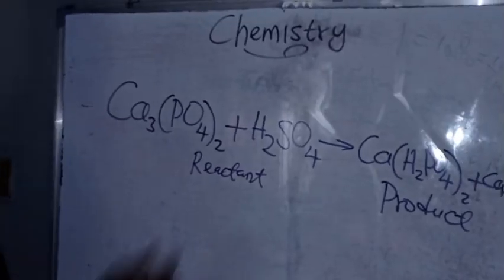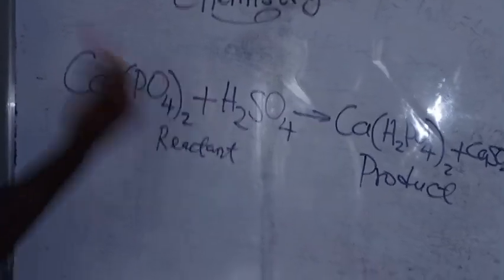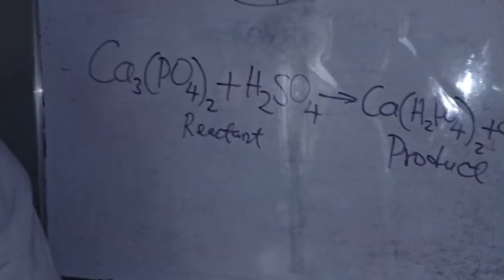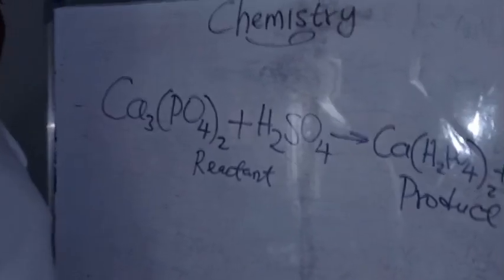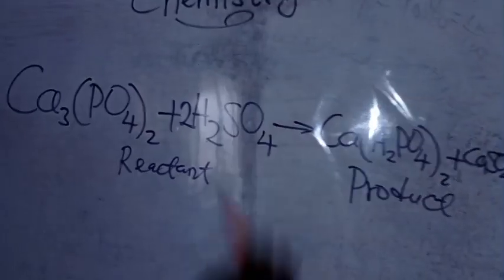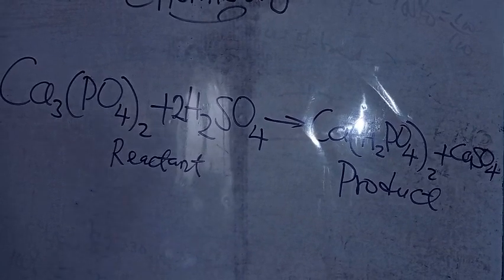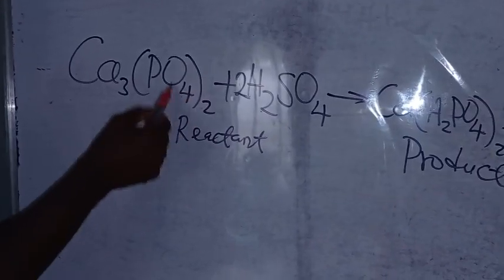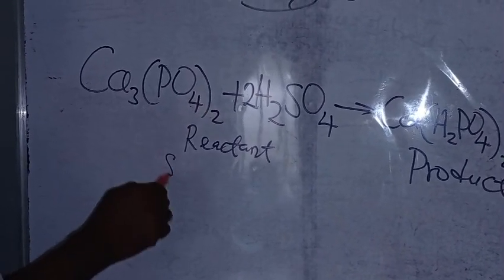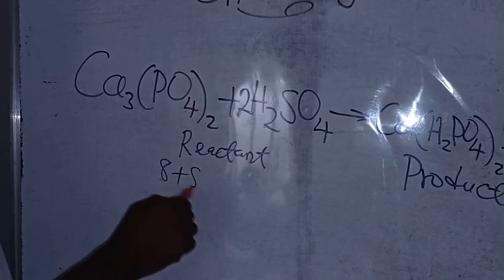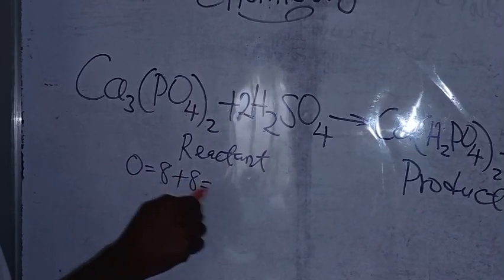Let's target hydrogen first. At the reactant side, we have 2 hydrogen atoms. At the product side, we have 4, 2 times 2, 4 hydrogen atoms. Can you see it clearly? So we can balance hydrogen by putting 2 here as stoichiometric coefficient. Hydrogen is now 4. Then the next element you target is oxygen. At the reactant side, 2 times 4, that's 8 oxygen, plus 2 times 4, another 8 oxygen. That's 8 plus 8, which gives us 16.